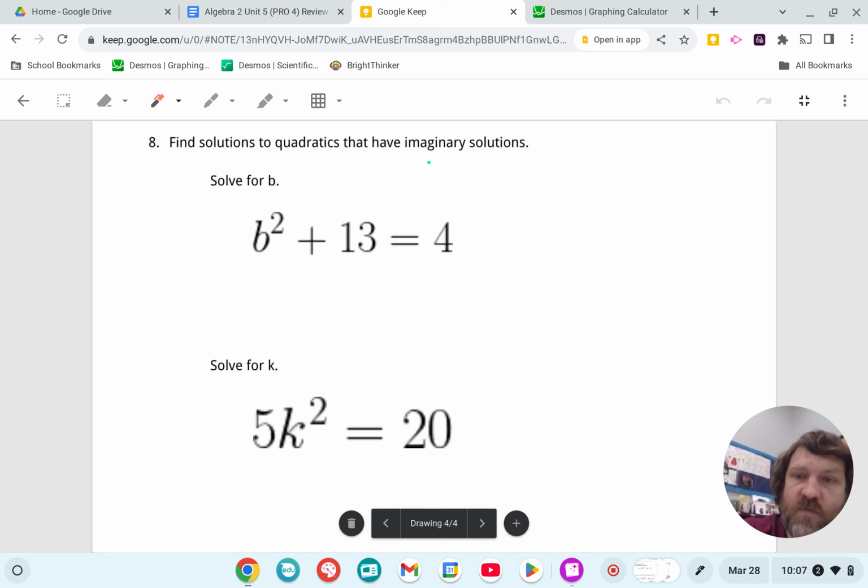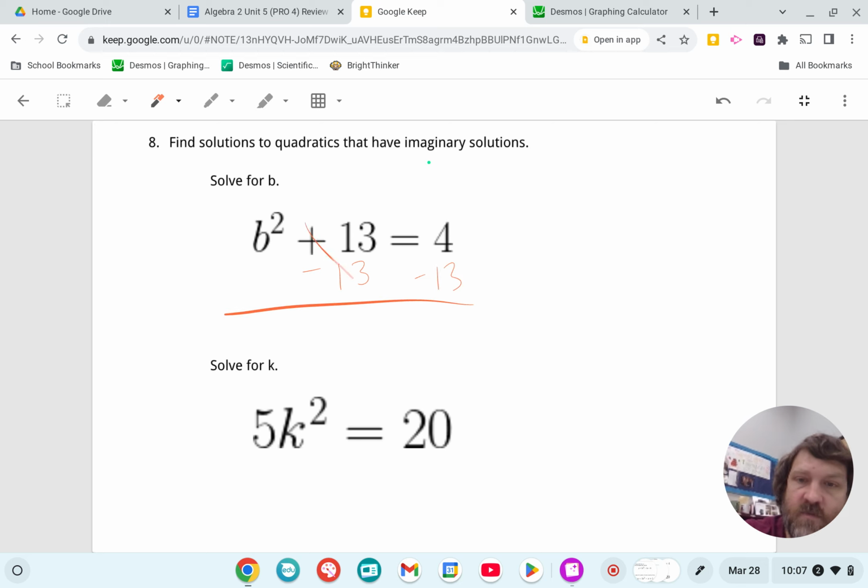So we're going to solve this. We're trying to solve for b. To do that, we're going to start by subtracting 13. This is all just basic algebra. It should be very familiar to you. We end up with b squared equals negative 9. I'm going to bring this up here. So we have b squared equals negative 9.